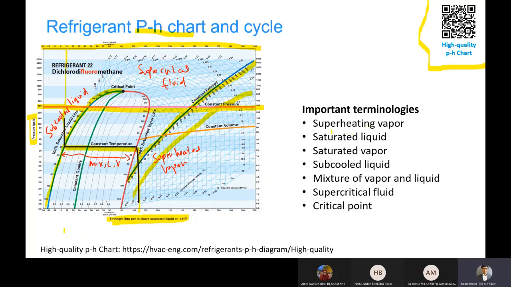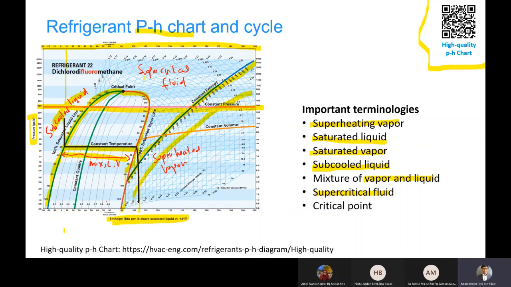Okay, once again, superheated vapor is anything on the right side here. Saturated liquid is on the line here, the edge of this line. And then saturated vapor is on the other side, on the right side of this line, exactly on the line. Subcooled liquid is anything on the left here. A mixture of vapor and liquid is inside, anything in between liquid and vapor. So that's a mixture of liquid and vapor. Supercritical fluid is any point above the critical point.